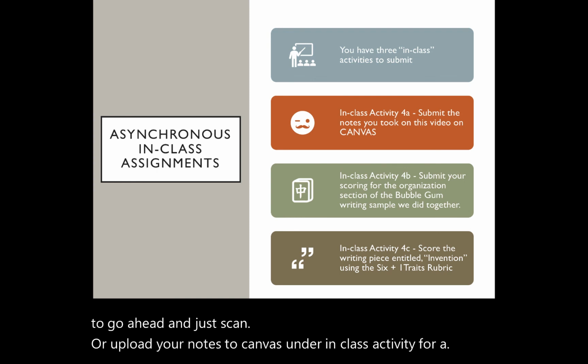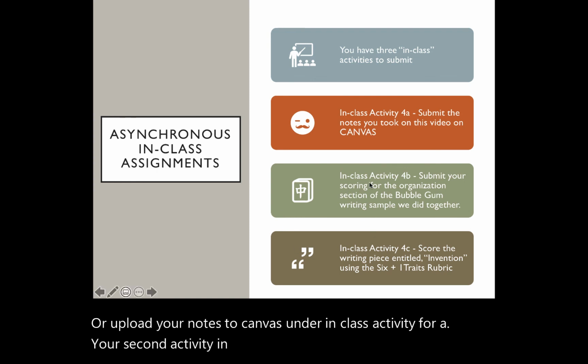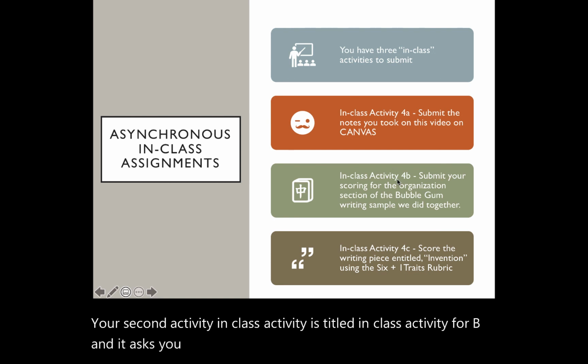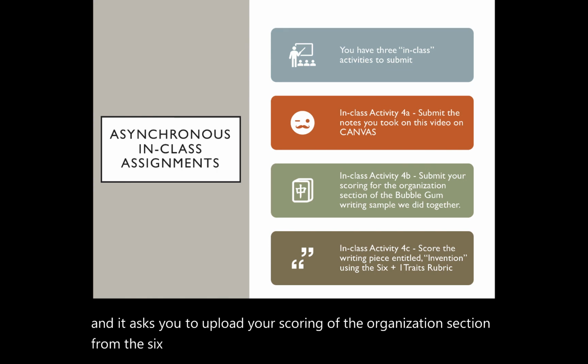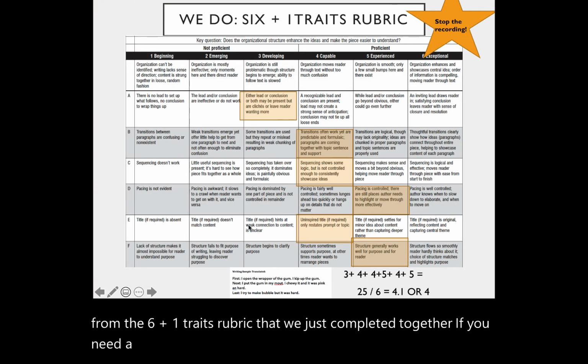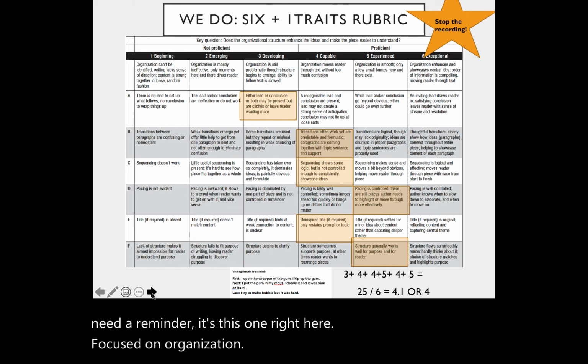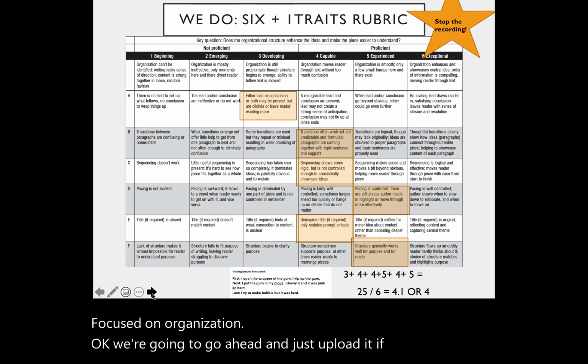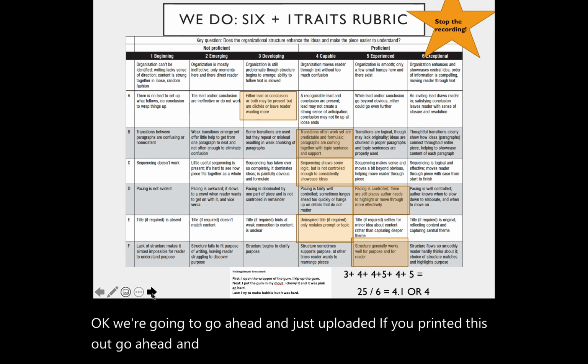Your second activity is titled in-class activity 4B, and it asks you to upload your scoring of the organization section from the 6+1 traits rubric that we just completed together. If you need a reminder, it's this one right here, focused on organization. You're going to just upload it. If you printed this out, just take a picture or scan it in.